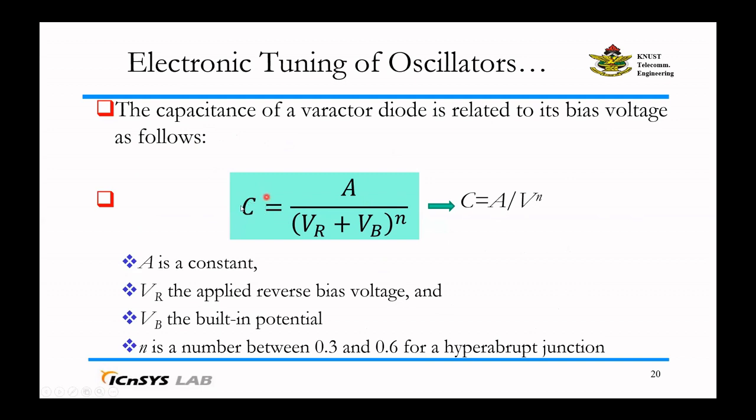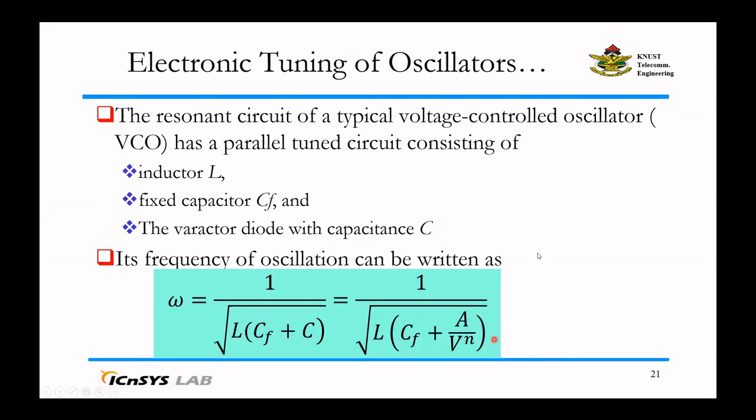C, which is the capacitance, is related to the voltage by this equation here. A is a constant, and VR is the applied reverse bias voltage of the varactor diode. And VB is the built-in potential of the diode. Now you can see that by varying the voltage V, the capacitance can be varied. And by varying the capacitance, also the frequency can be varied. And the exponent here is a number between 0.3 and 0.6, depending on the type of the junction that is being used.